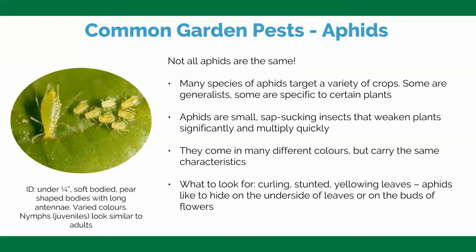If you're looking for an aphid infestation on your plants, you'll see curling, stunted, and yellowing leaves. Always make sure that you flip over your leaf and look at the back side of it, because they're usually, like in the video, hiding on the underside of your leaves or on the buds of your flowers. When you're coming to identify your aphids, they're going to be under a quarter inch. They're quite small. They're soft-bodied and pear-shaped with long antennae. They come in a variety of colors, and one easy way to identify them is that their nymphs, which are just their juveniles, look very similar to their adults.